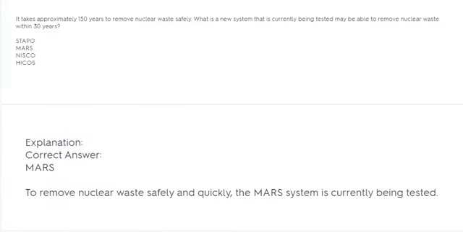It takes approximately 150 years to remove nuclear waste safely. What is a new system that is currently being tested that may be able to remove nuclear waste within 30 years? Options include Mars and others. Explanation. Correct answer: Mars, to remove nuclear waste safely and quickly. The Mars system is currently being tested.